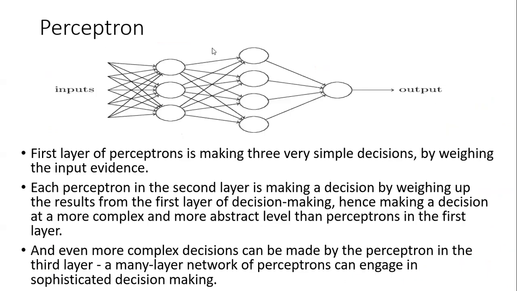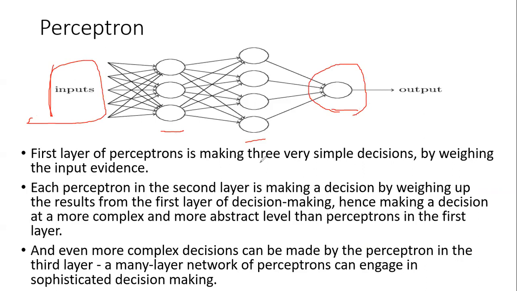So I can form a layer of perceptron network. So right now I was just looking at one perceptron, so I can have a layer. So this is first layer, second layer, third layer. Obviously, the input layer is here. This is the input layer. This is the first hidden layer. This is the second hidden layer. This is the output layer. Okay.